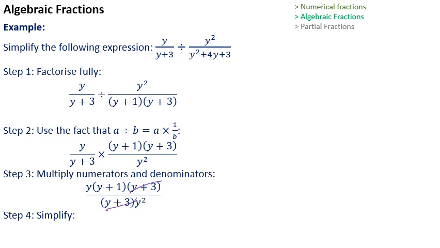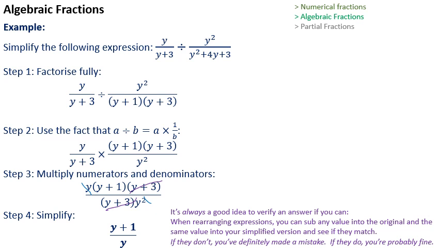And also there's a y squared. The y on the top cancels with one of the two y's on the bottom effectively. So y squared is y times y. And that means we will end up with, on the top, just y plus 1, and on the bottom we have y. Y plus 1 over y.